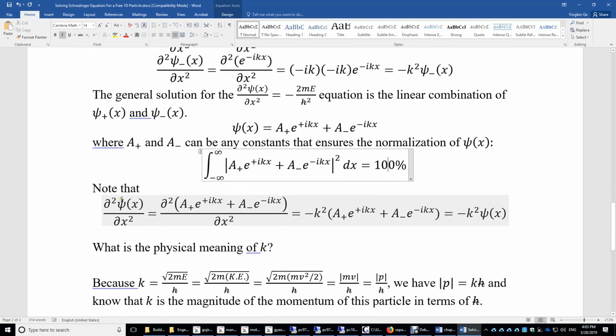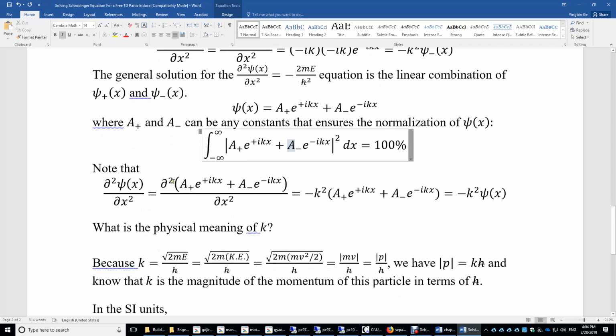And remember, if we plug in this general solution here, a plus times e to the power of positive ikx plus a minus times e to the power of negative ikx, in this differential equation, we can easily prove that this is a legitimate solution as well. And again, a plus and a minus can be any constants as long as this overall general solution is normalized.